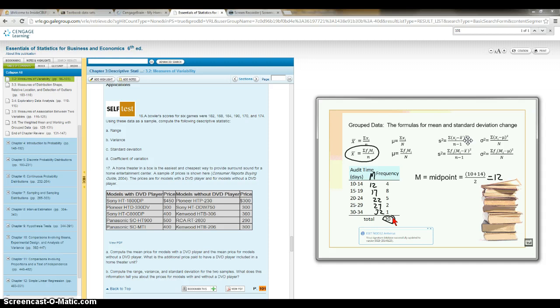I have frequency. So my frequency for the first column is 4 times my midpoint, which is 12. And I'm going to add that to the next one. So I have 8 times 17, and then 5 times 22 plus 2 times 27 plus 1 times 32. Okay? And if you add all that up, you get something.